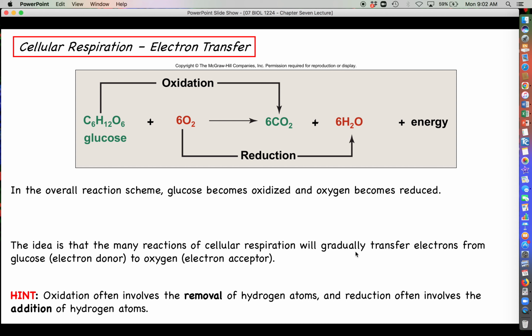And then for reduction, this will often involve the addition of hydrogen atoms. As we see oxygen being reduced into water, you can see the water molecule has hydrogen atoms, whereas the oxygen does not. So clearly this process has added hydrogens onto oxygen to form a water molecule. So that may be a method you may want to take advantage of to help you keep track of what is being oxidized and what is being reduced.